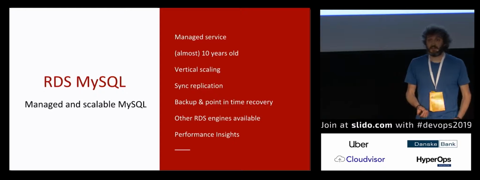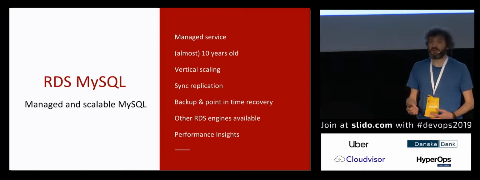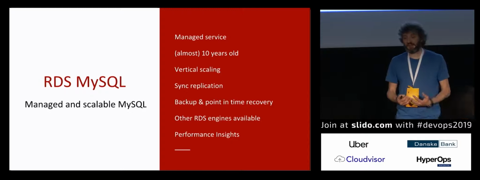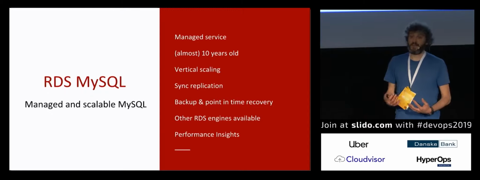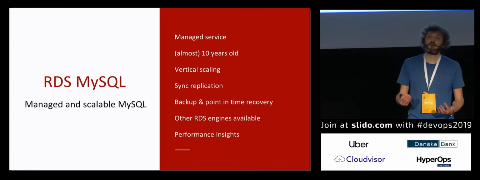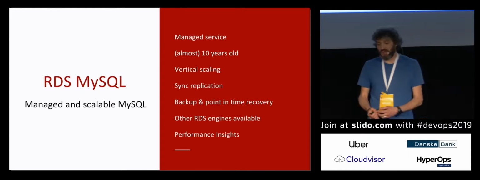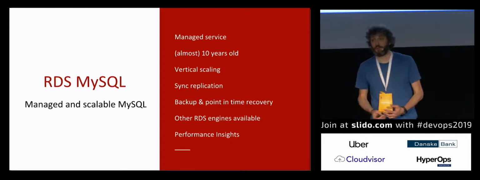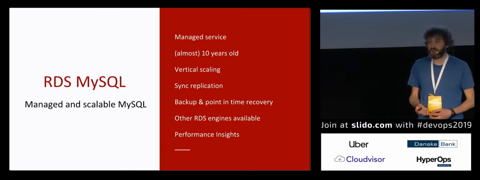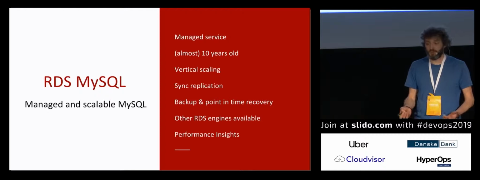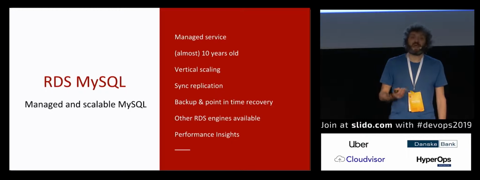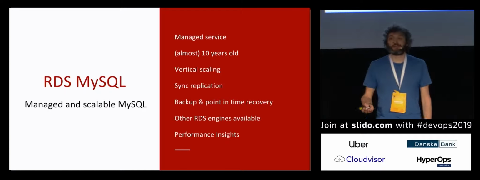The second option you have until now was to use RDS. RDS for MySQL is basically a managed and scalable MySQL. It's a managed service. What does it mean? It means that the cloud provider, Amazon, is doing most of the operational tasks for you. It's not a new service. It's been around for almost 10 years now. It provides, again, simple vertical scaling, where you can change the instance type you want to run. So far, so good. But it provides some extra features that, of course, made it very popular.